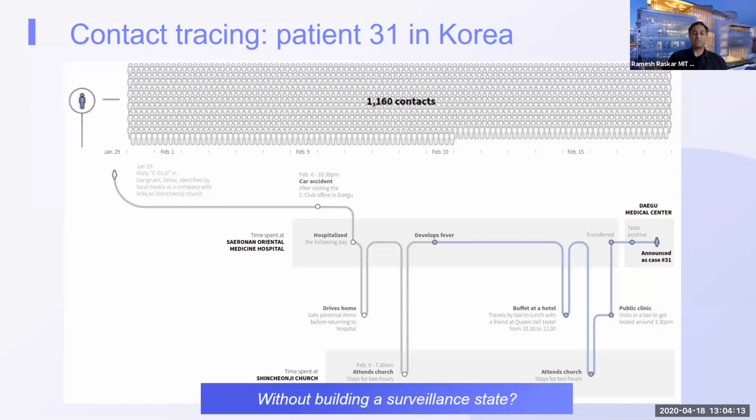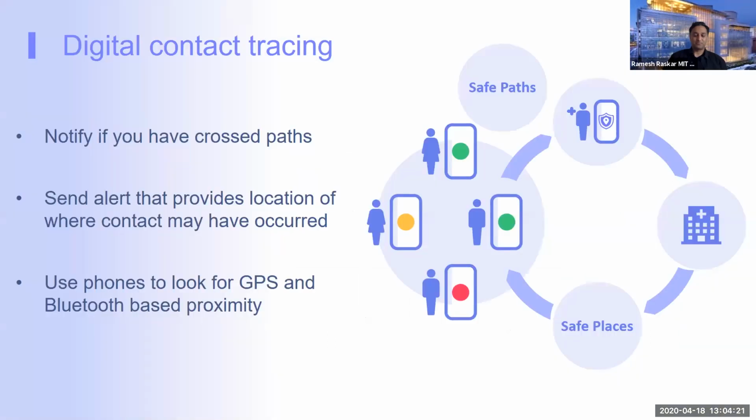And if you try to use that with a digital method, the challenge is that this could lead to a surveillance state and a Big Brother solution. So how can we achieve that? We want to create a digital contact tracing solution where you can be notified if you have crossed paths with someone, and that would be with a tool called Safe Paths, I'll talk about, and also send an alert that provides some context and location where the contact may have occurred using technologies such as GPS and Bluetooth on smartphones in coordination with tools like Safe Places that will be used by government health officials.